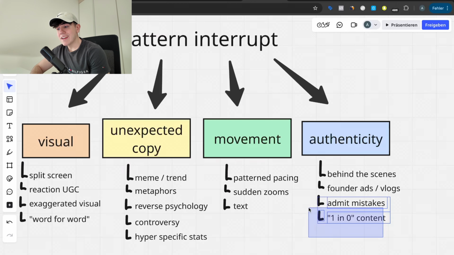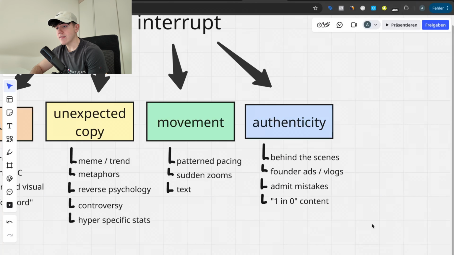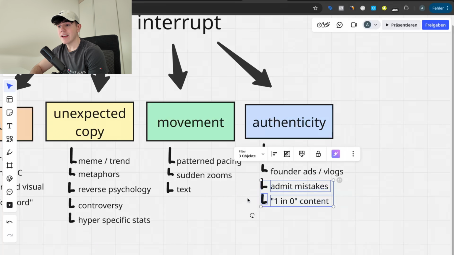And then we have 1 in 0 content. This is what I've written down here. 1 in 0 content means say stuff in your ads that only you can say. And this is actually one of the most powerful things that you can do. 1 in 0 is like an Alex Hormozi thing, right? But it's content, things that only you can say, like proof, right? What have you done? How many lives have you changed? How many problems have you solved? What actually sets you apart that no one else can really say and provide as proof that their stuff actually does work?